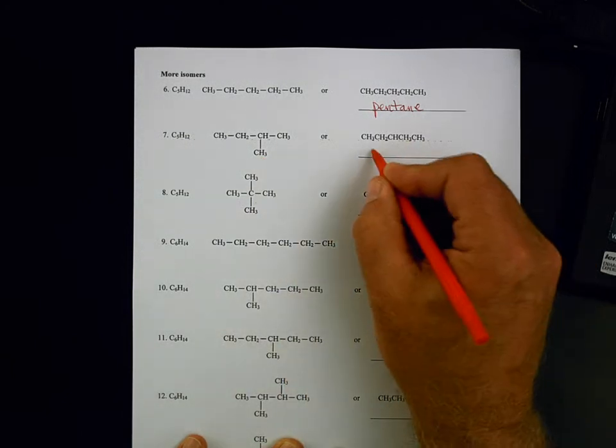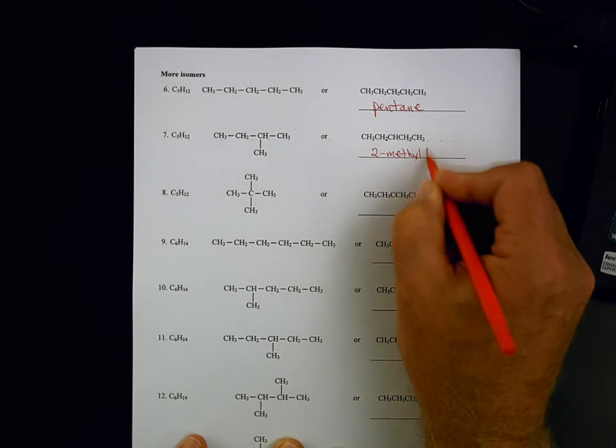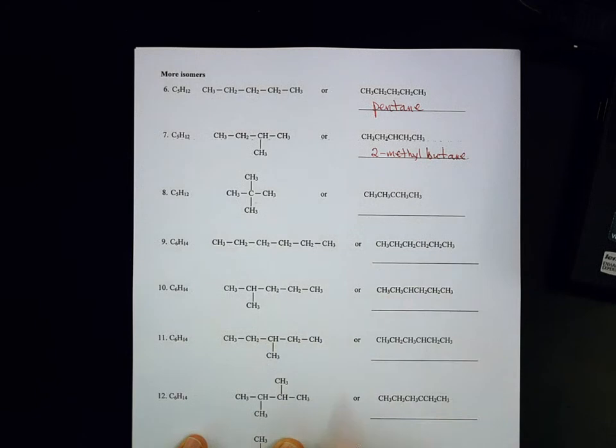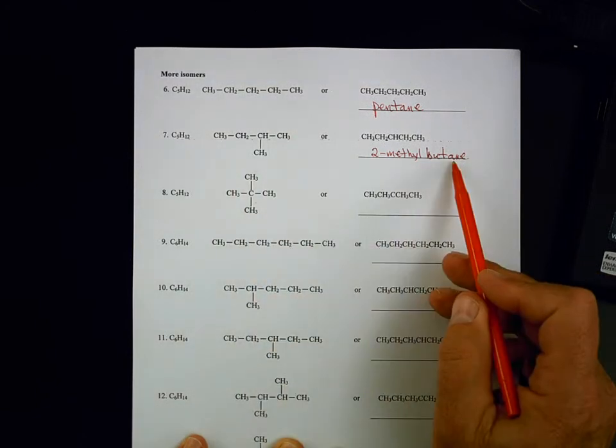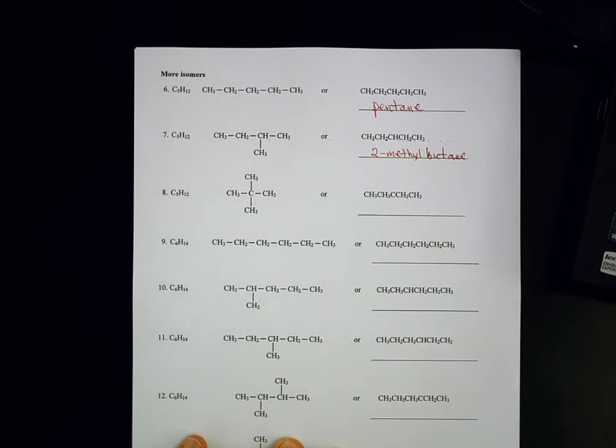So this would be a 2-methylbutane. Again, 4 carbons, that's the butane, 1 branch, that's the methyl, and it's on the 2nd carbon.